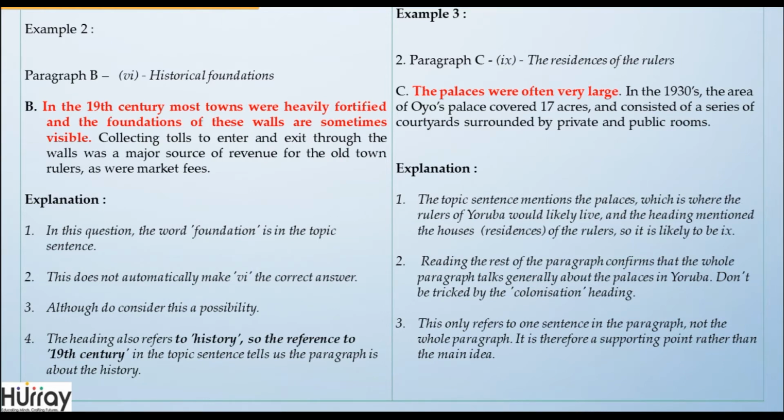Reading the rest of the paragraph confirms that the whole paragraph talks generally about the palaces in Yoruba. Don't be tricked by the word colonization as a heading. This only refers to one sentence in the paragraph, not the whole paragraph. Therefore, it is a supporting point rather than the main idea. I hope these examples have been of use to you to explain and understand how to choose the headings for paragraphs.